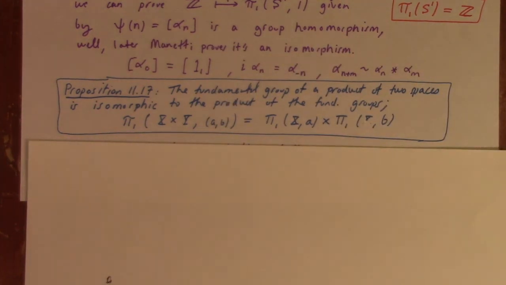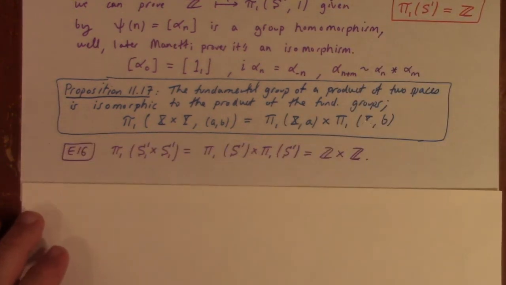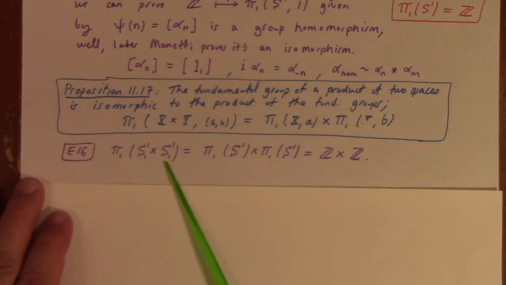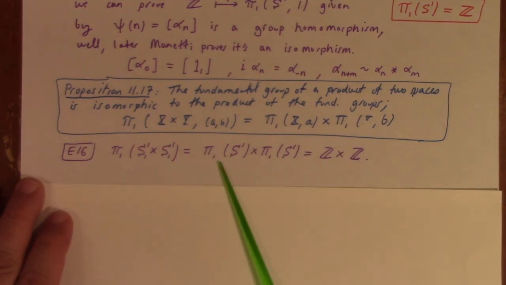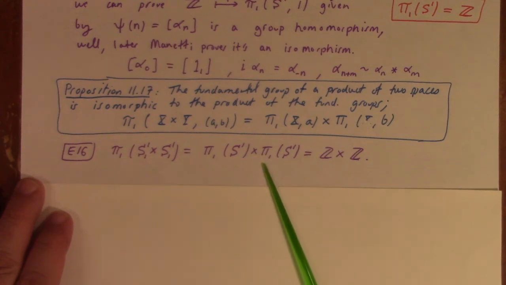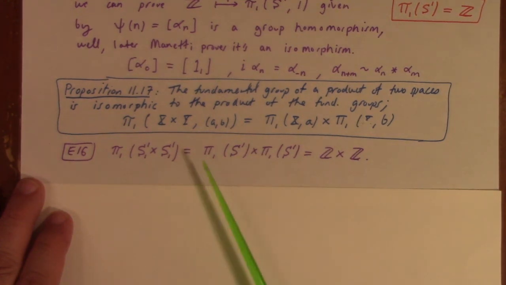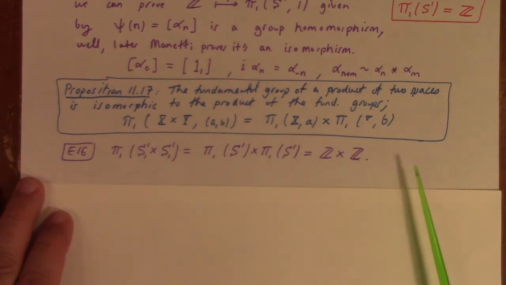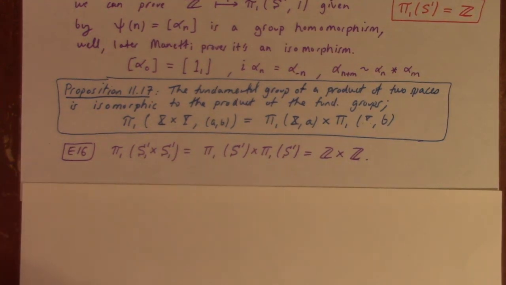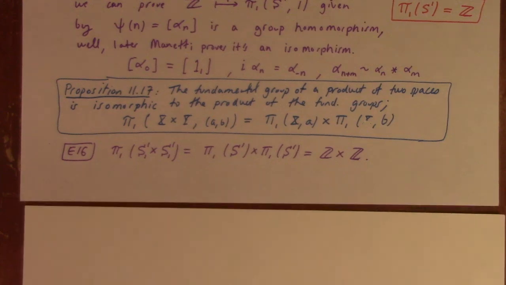Now, anyway, the final example here: the fundamental group of S1 cross S1 would be the fundamental group of S1 cross the fundamental group of S1, which means that the fundamental group of a circle cross a circle is Z cross Z. I think that's kind of interesting. And anyway, that's it. I hope this helps you guys. Thanks.